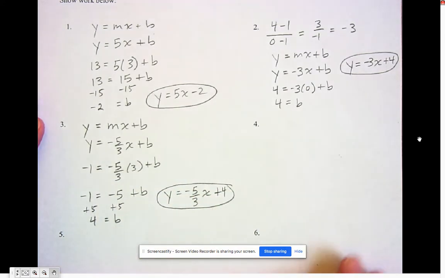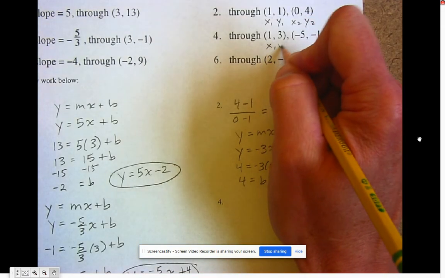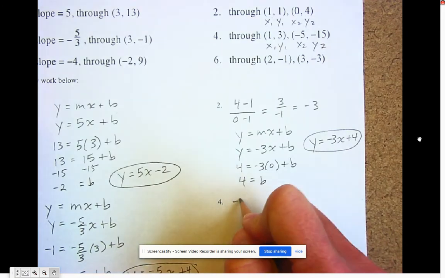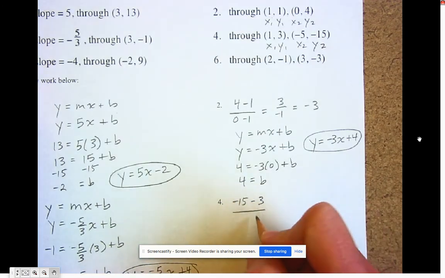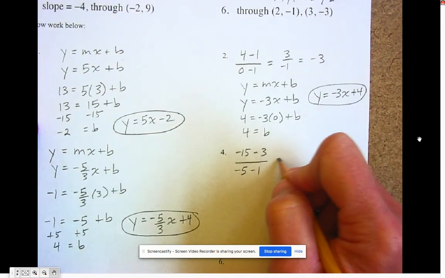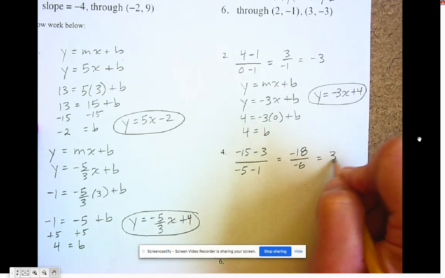Okay, number 4, it's given the points, so I have to go back to x1, y1, x2, y2. Change in y, so negative 15 minus 3 over change in x, so negative 5 minus 1. Okay, so that gives me negative 18 over negative 6. So my slope is 3.